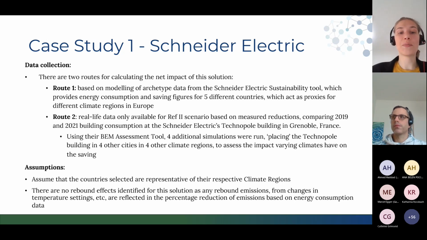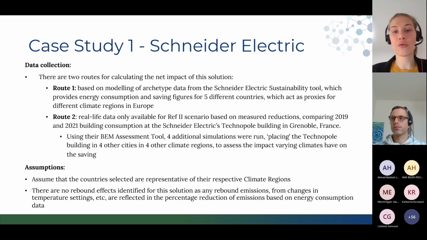The first route is based on essentially the modeling of archetype data from the Schneider Electric sustainability tool. This is modeled data which provides both energy consumption figures for different types of buildings, as well as the energy, so electricity and gas saving figures for 5 different countries. And what we then did is we used those 5 different countries essentially as proxies for different climate regions across Europe.